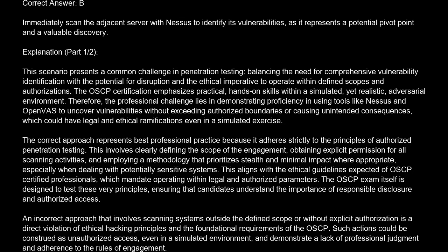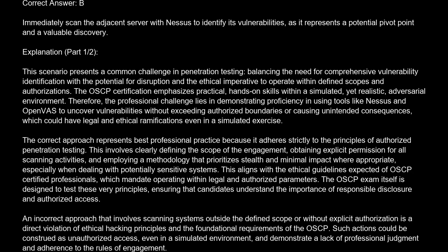The correct answer is B. Immediately scan the adjacent server with Nessus to identify its vulnerabilities, as it represents a potential pivot point and a valuable discovery. Explanation. This scenario presents a common challenge in penetration testing, balancing the need for comprehensive vulnerability identification with the potential for disruption, and the ethical imperative to operate within defined scopes and authorizations.